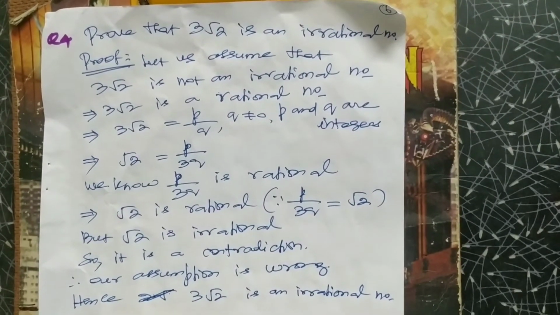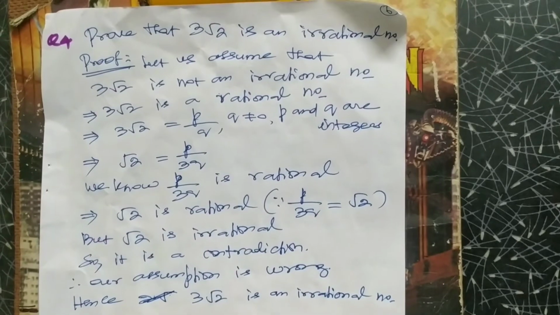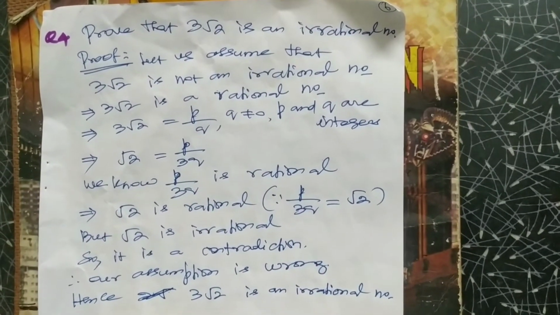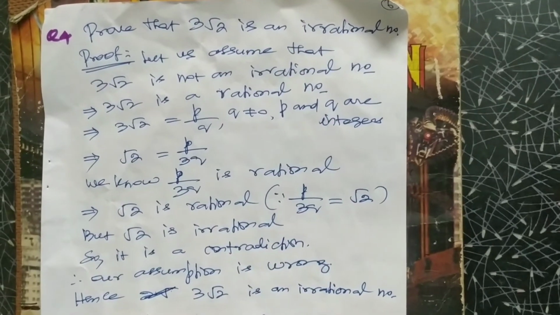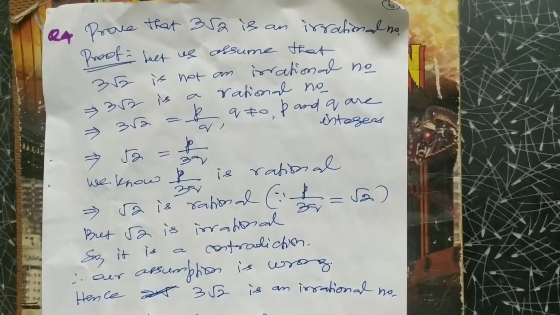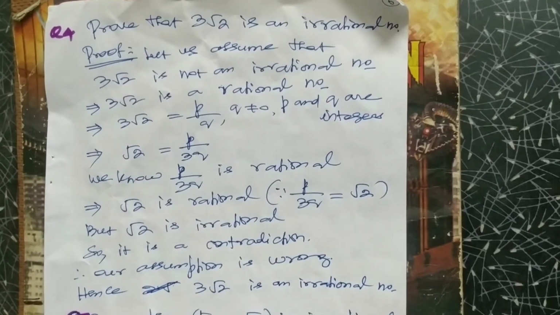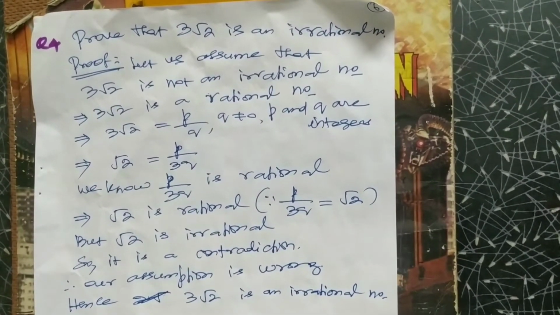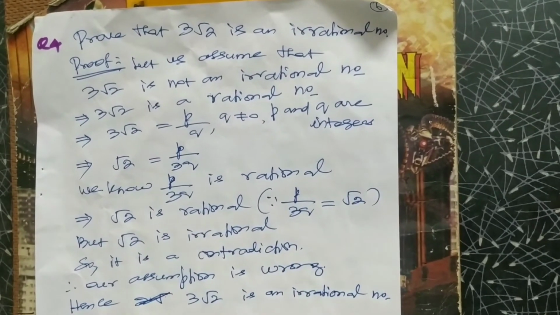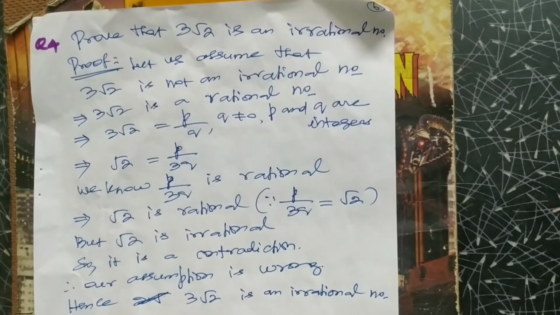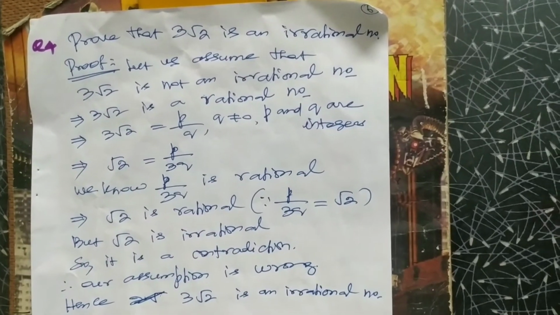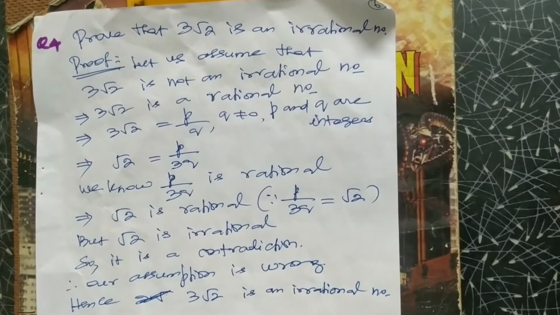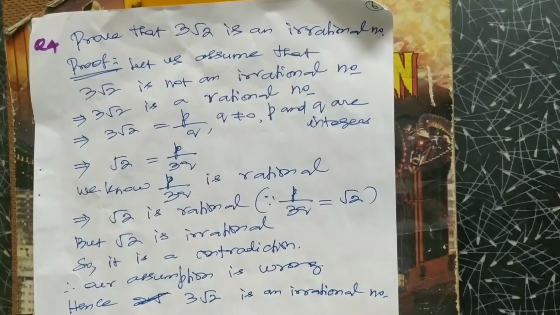Prove that 3 root 2 is an irrational number. Let us assume the negation of the statement: 3 root 2 is an irrational number. Negation of irrational number is not irrational. Therefore, 3 root 2 is not an irrational number. Not an irrational number is the same as a rational number. Therefore, 3 root 2 is a rational number. Every rational number can be written in the form p by q. Therefore, 3 root 2 equal to p by q, where p and q are integers and q is not equal to 0.